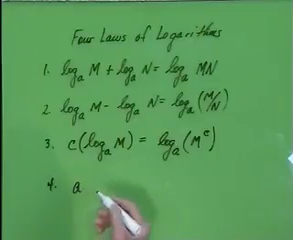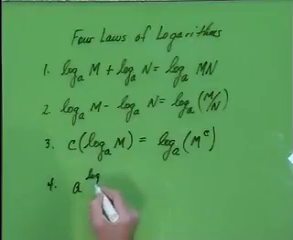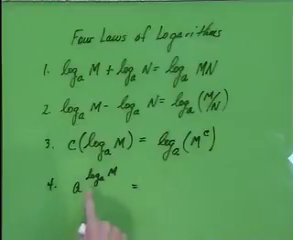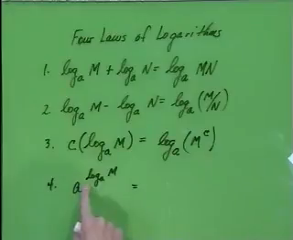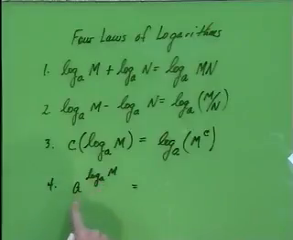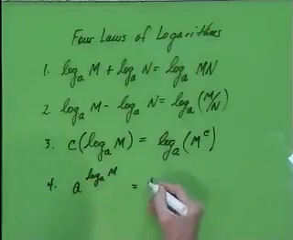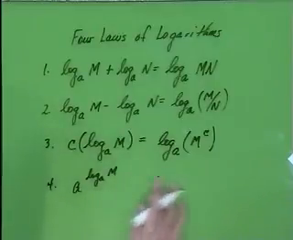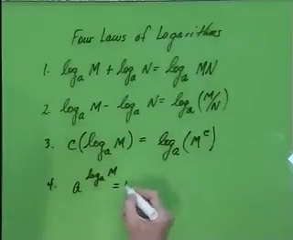Suppose we have a raised to the log base a of m power. Now you notice I'm putting the logarithm up in the air like an exponent, because a logarithm is an exponent. A raised to the log base a of m, that has to be the same base as what I have down here. This answer is m. So if you take a number a and you raise it to a logarithm base a of m, you'll get m.